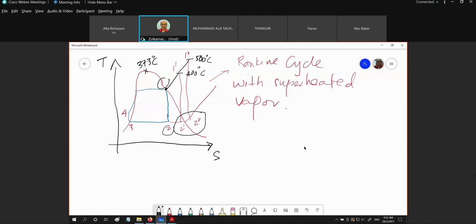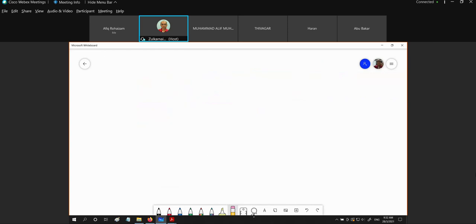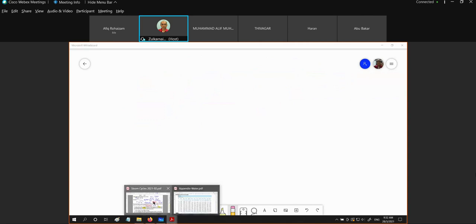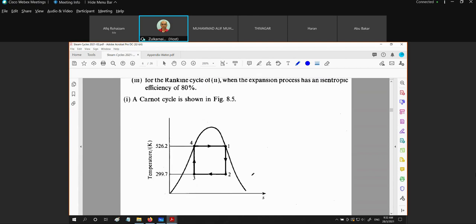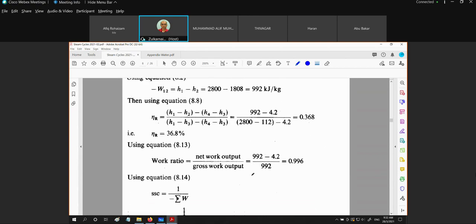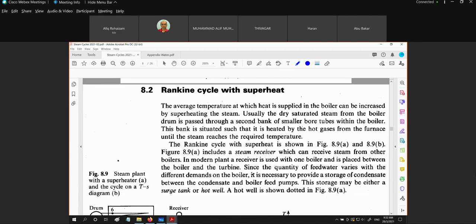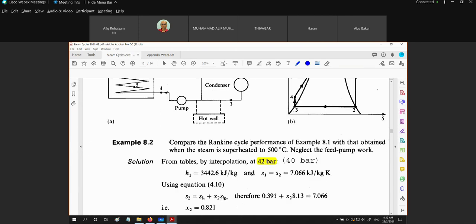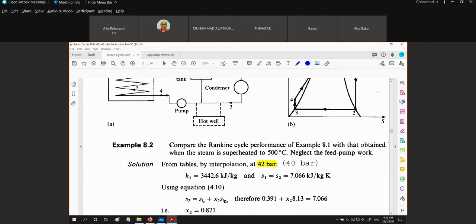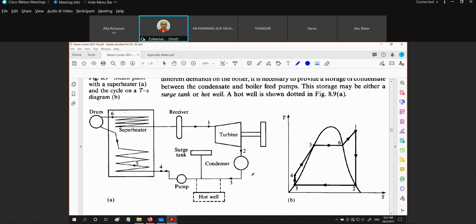Okay, 400 a bit higher than this lah. So maybe let me clear the canvas first. Okay, we sketch the TS diagram. So we are going to use the Rankine cycle with superheated vapor. And before that, I want to show you how we achieve superheated vapor. Okay. Two types of heating process.